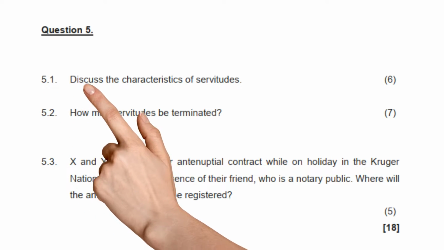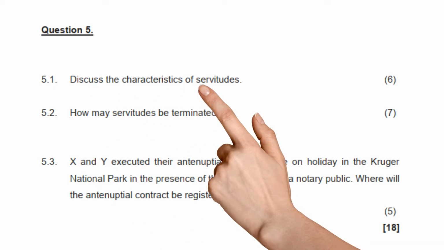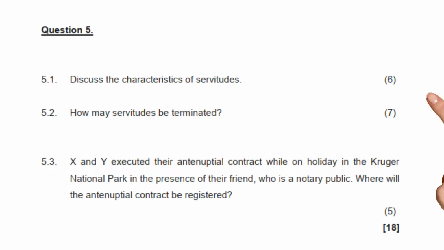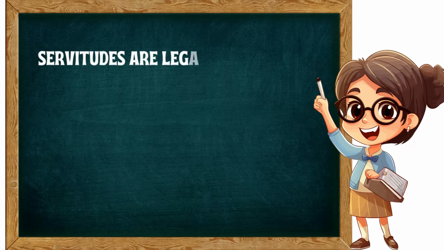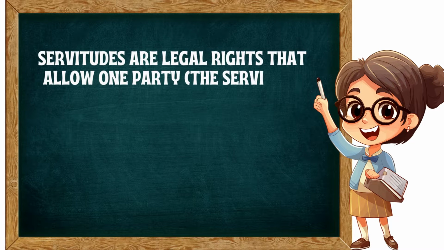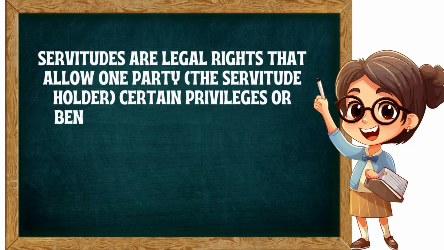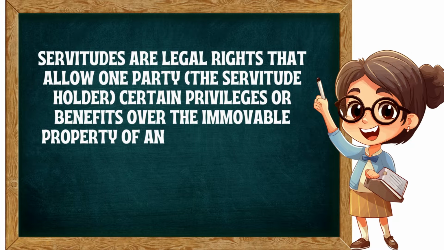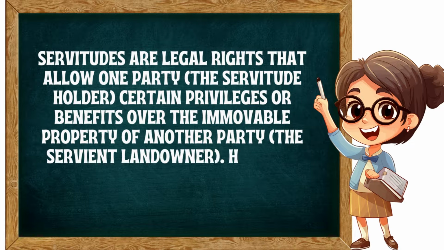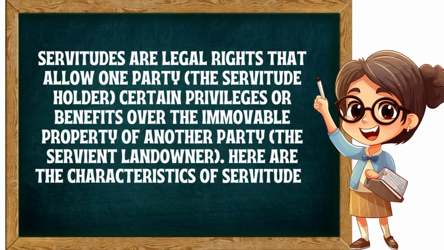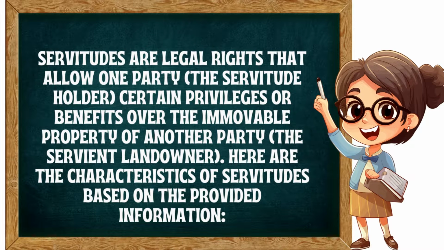Question 5. 5.1. Discuss the characteristics of servitudes. Servitudes are legal rights that allow one party, the servitude holder, certain privileges or benefits over the immovable property of another party, the servient landowner. Here we will discuss the characteristics of servitudes.